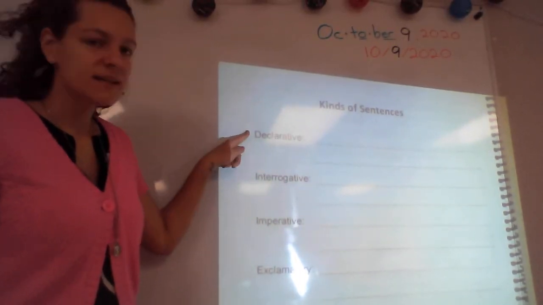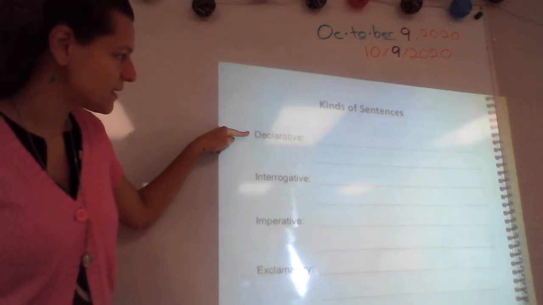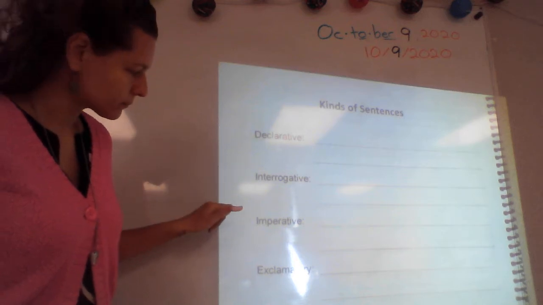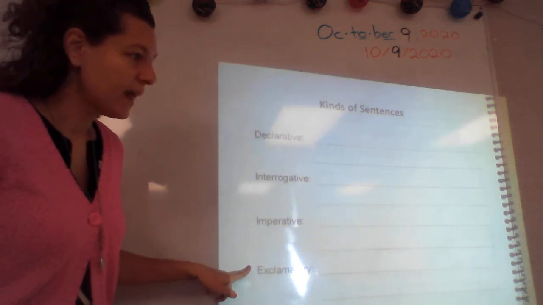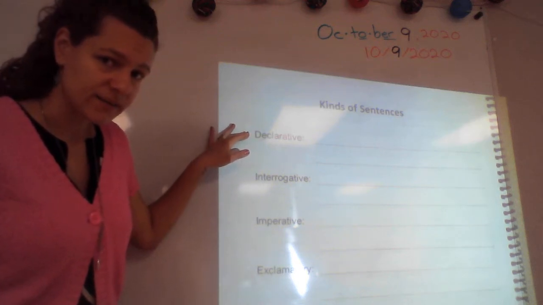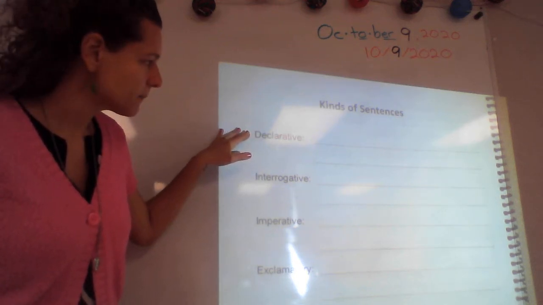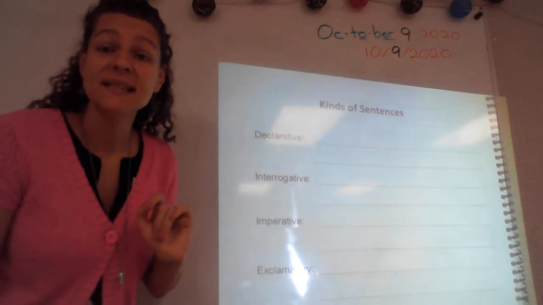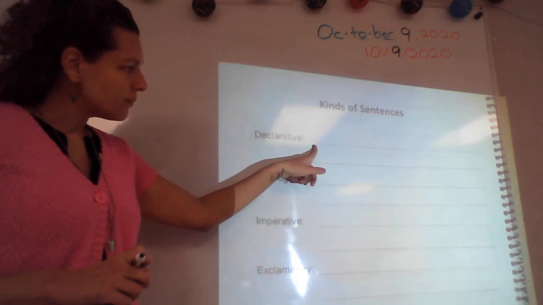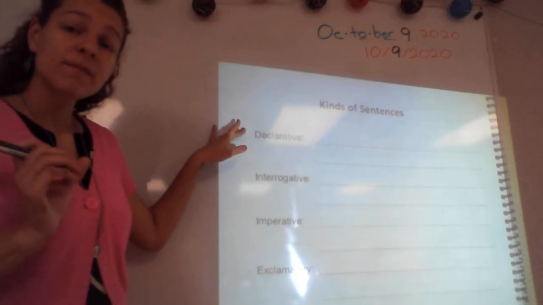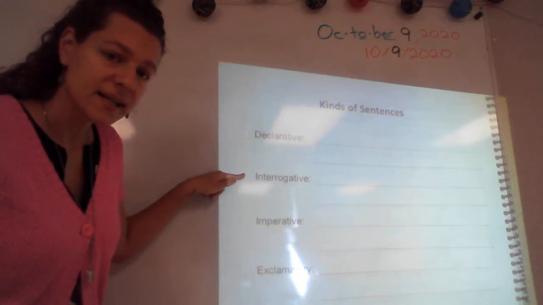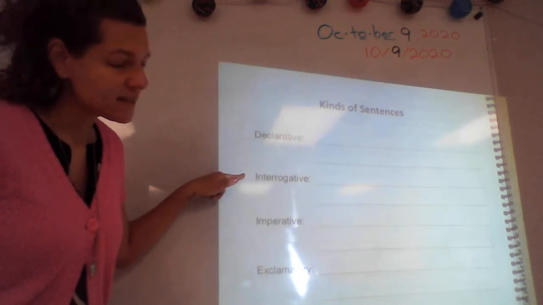All right, our four kinds of sentences are declarative, interrogative, imperative, and exclamatory. All right, what does a declarative sentence do? It makes a statement, right? So let's keep going. Declarative makes a statement, right? An interrogative sentence, what does that do? Good, it asks a question.